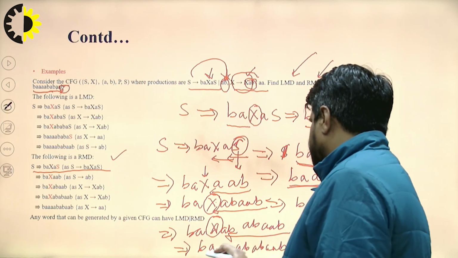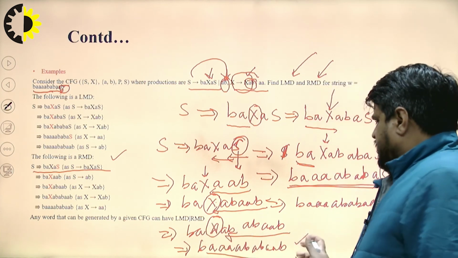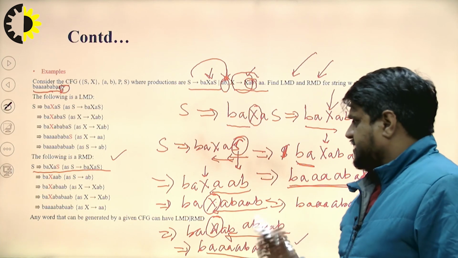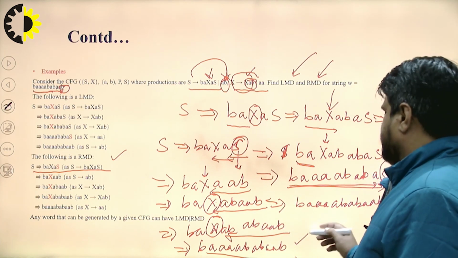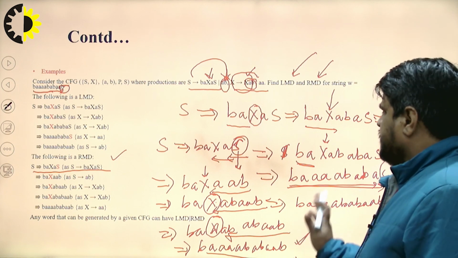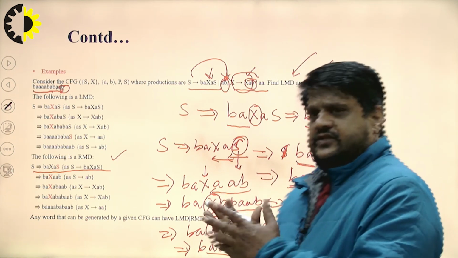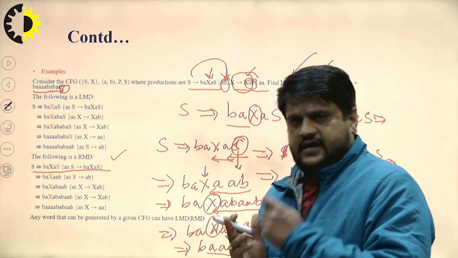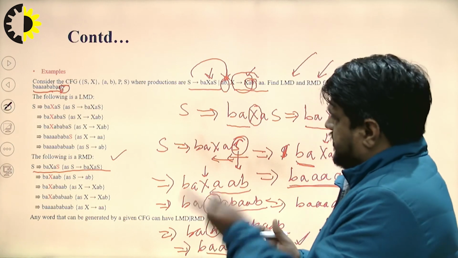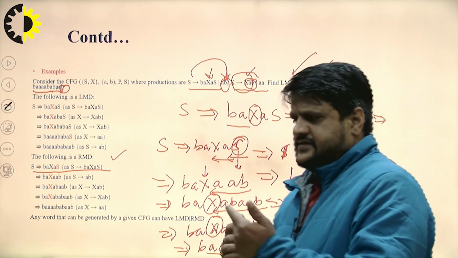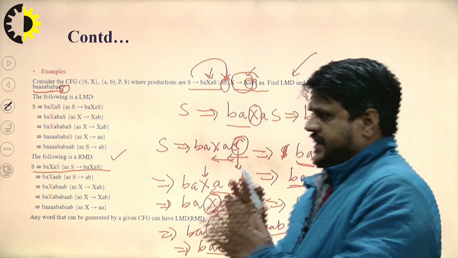This is a string of terminals because after that there is no non-terminal here. Whenever you get a string of terminals, the derivation can be stopped. This particular string has been generated. So at last I can conclude: in leftmost derivation, you have to replace the extremely left non-terminal. In case of rightmost derivation, you have to replace the extremely right non-terminal from the derivations, right?